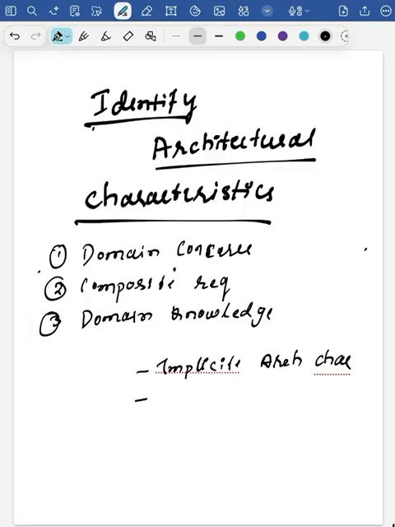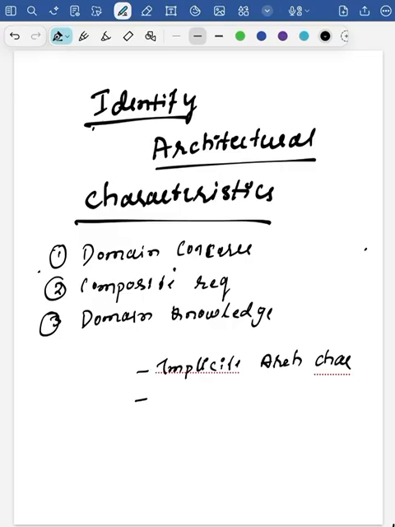Or the business might say that the system should be available from this time to this time, right? Maybe morning 10 o'clock to evening 7 o'clock. That means the availability, right? Now, these architectural characteristics are coming in the requirement documentation. So they are explicitly called out. These are explicit architectural characteristics.